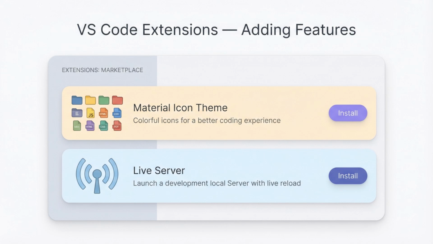VS Code by itself is like a brand new bike. Functional, but you can add accessories. Extensions are extra features you install to make your workflow better. Two essential ones to install right now. First, Material Icon Theme, which gives your files beautiful, recognizable icons. Second, Live Server, which is critical. It lets you preview your HTML in the browser as you write it.